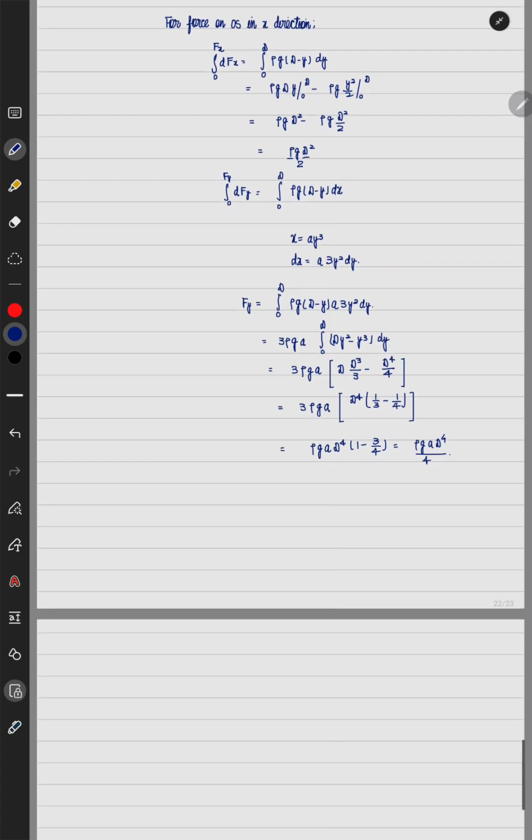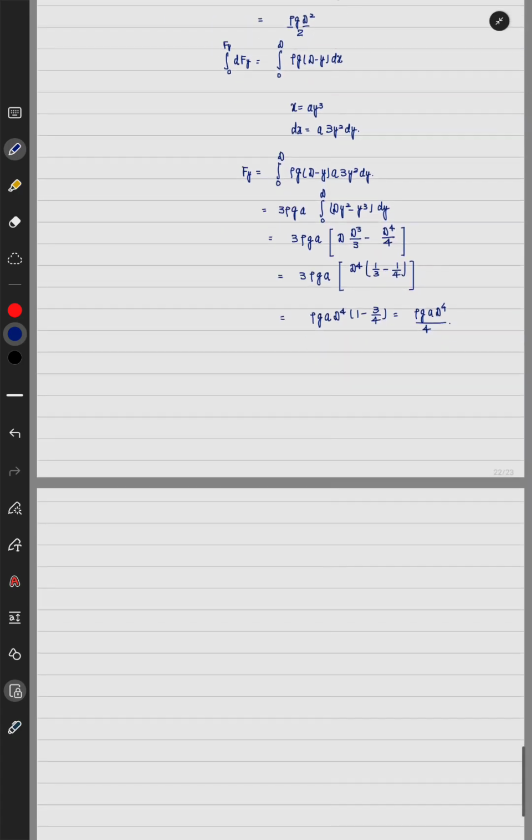Okay. Now the force in x direction specifically I know, and force in y direction also I know. Force x is equal to rho into g into d square by 2, and force in y direction is also given by rho into g into a into d power 4 by 4. Now the total force F is given by the magnitude of Fx and Fy. So magnitude is given by the square root of Fx square plus Fy square. So whatever force that we get, we can get it from here.